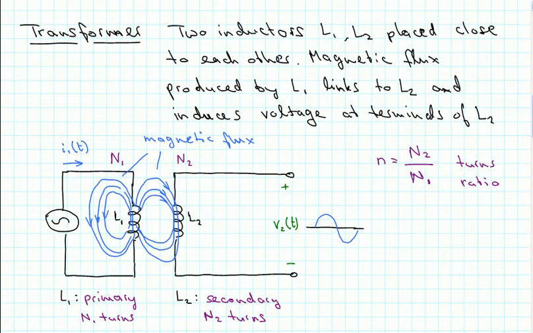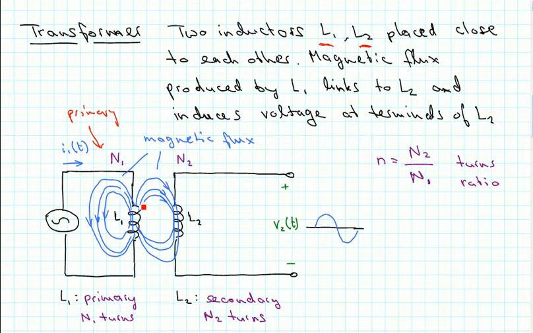A transformer consists essentially of two coils or inductors with inductances L1 and L2 that are placed close to each other. In a typical transformer, one of the windings is wound first and then the other one is wound on top of it. Magnetic flux produced by the first inductor, this is usually called the primary side of the transformer, that's produced here, shown in those blue lines, links to the second inductor L2 and induces a voltage at the terminals of L2.